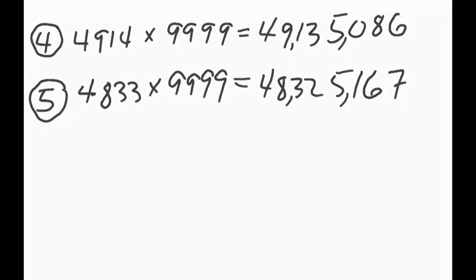So this trick works when you've got the same number of digits in both the multiplier and the multiplicand.